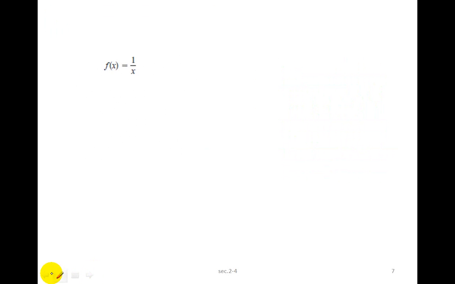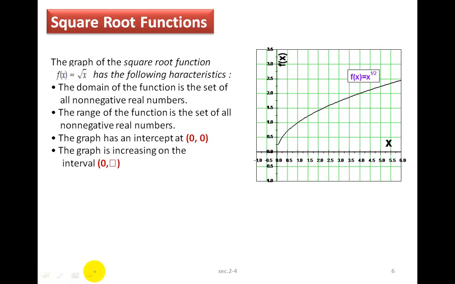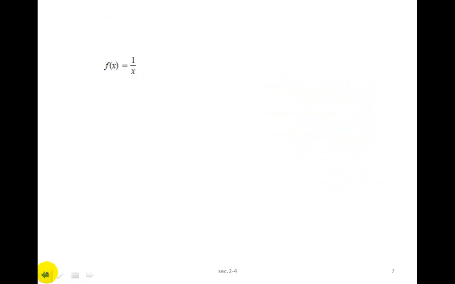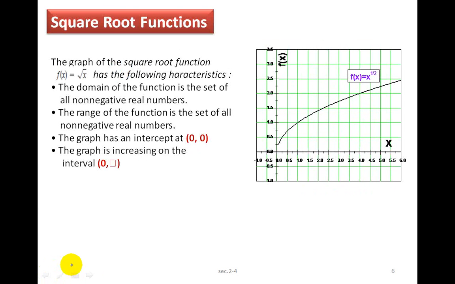Okay, this is the root. What's this? The reciprocal. Alright, this is the square root function. Actually, it's supposed to be starting from 0. So this is f of x equals root of x. This is the square root of x.